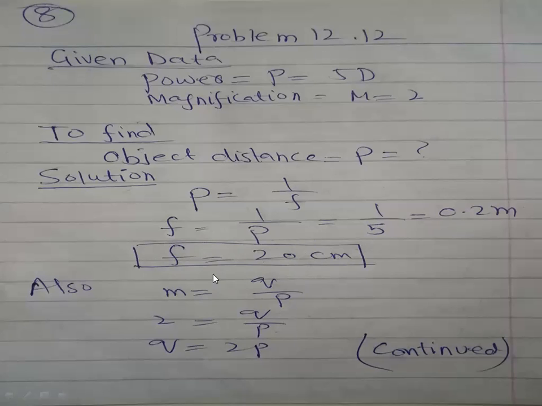Now I use the formula m, magnification, is equal to q by p. I use this formula so many times. m is given to me as 2. So just cross multiply: q is equal to 2p. If you cross multiply this, the image distance will be 2p.